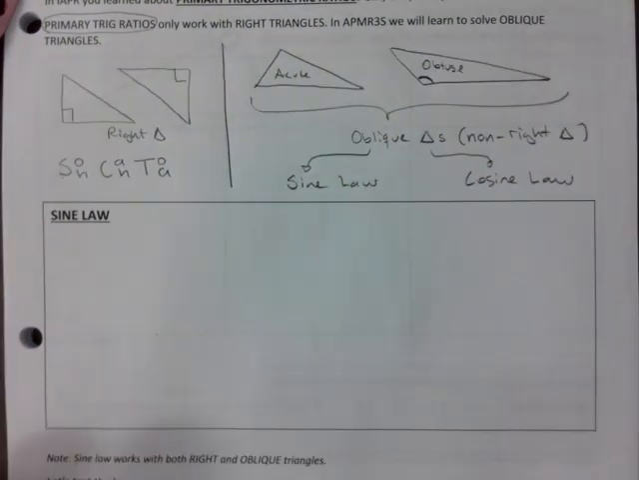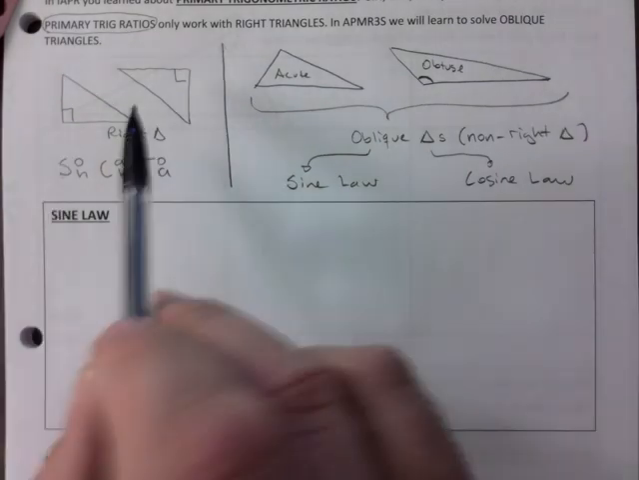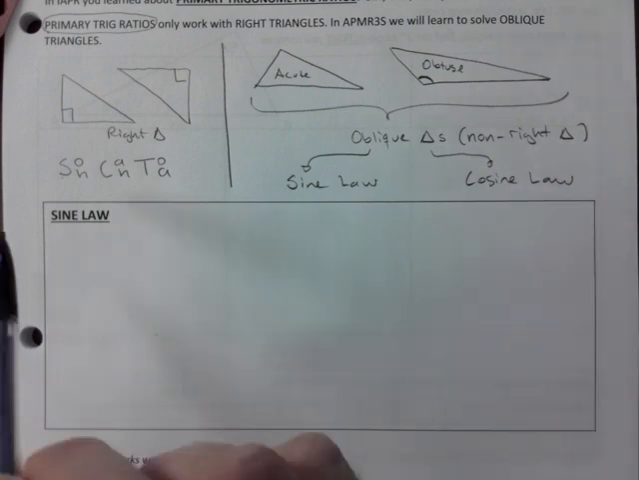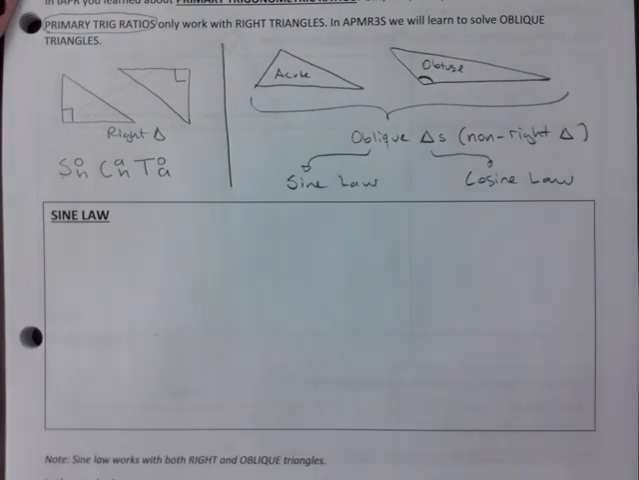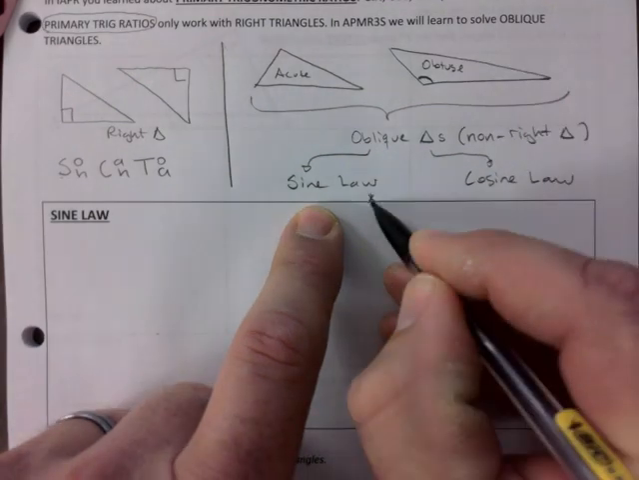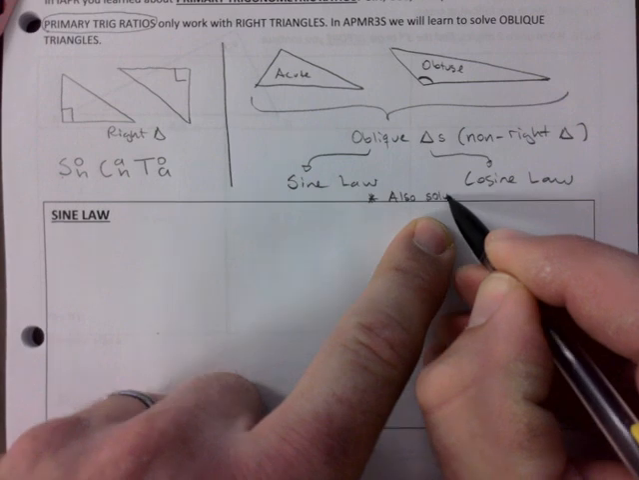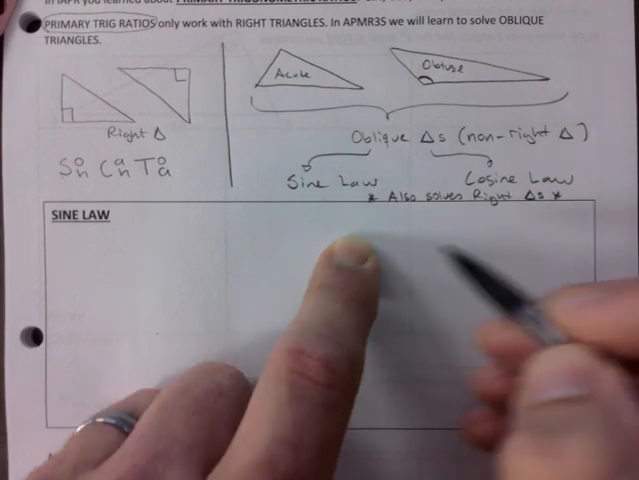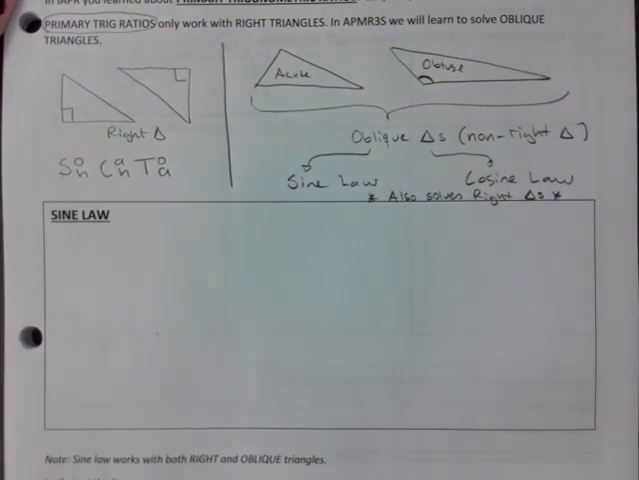So do not use SOH CAH TOA in this course. And yes, sometimes you will see a right triangle, but the beauty is that sine law and cosine law also take care of right triangles. These two laws can solve any triangle that you can think of. So maybe I will say this also solves right triangles. So today I'm going to stick with sine law, and then on Monday we're going to do cosine law.